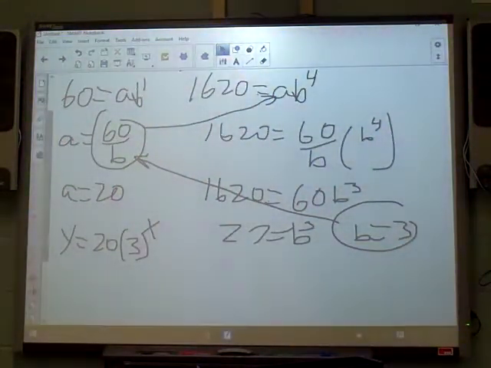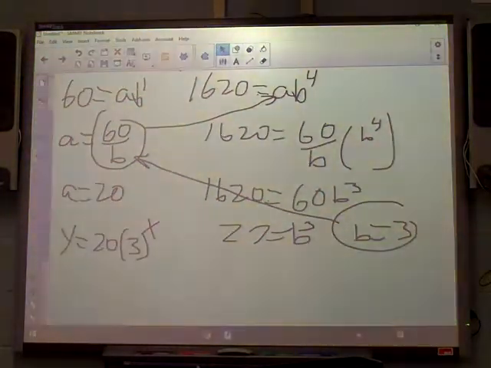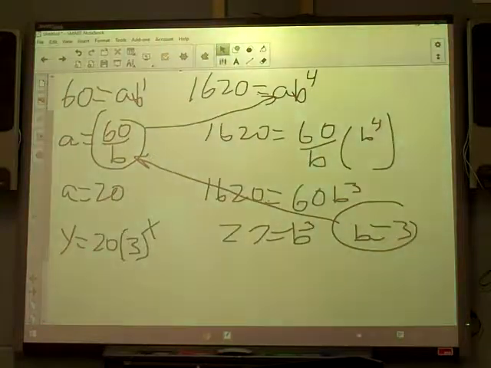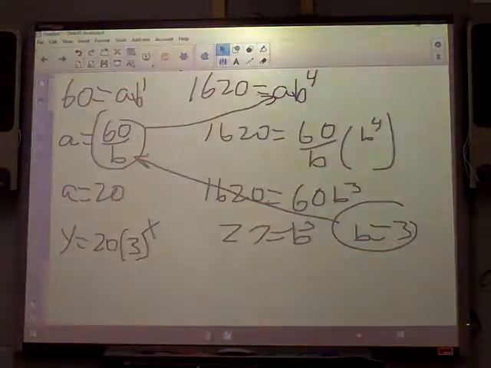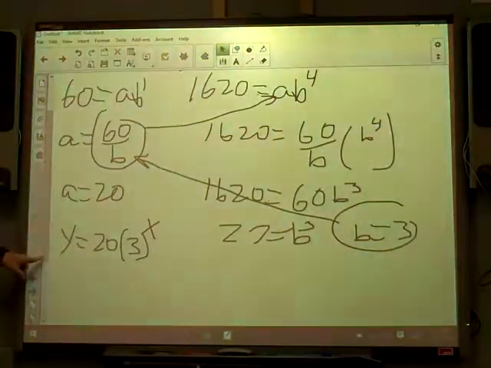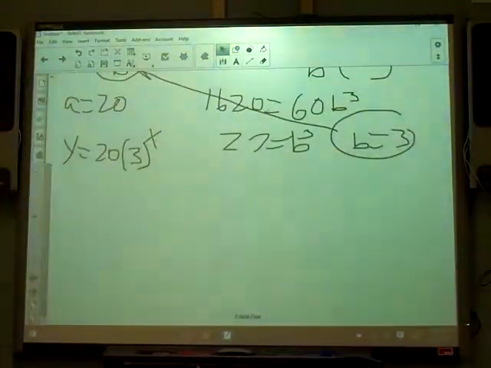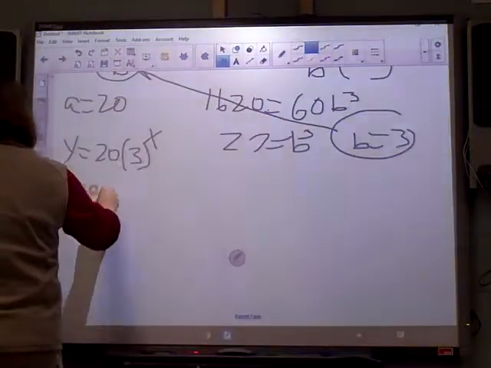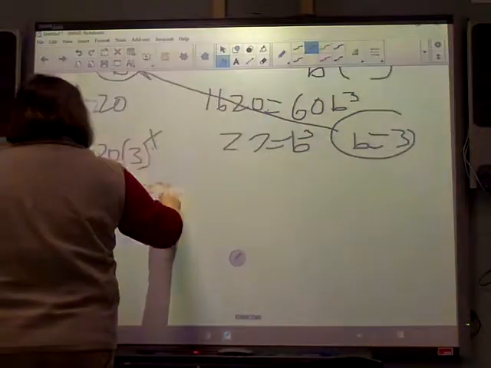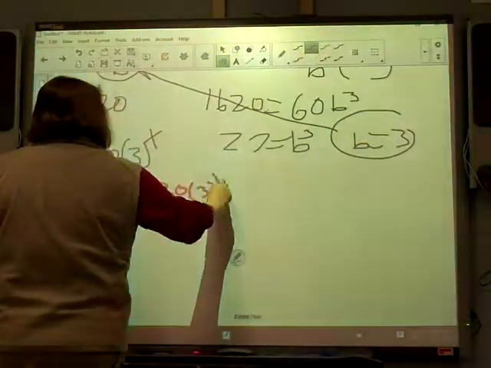Now, the second blank. We wrote an exponential model, check. Now we need to find how many years it will take for the rabbit population to surpass 20,000. So 20,000 will be our total number of rabbits. So we're going to say 20,000 equals 20 times 3 to the x.